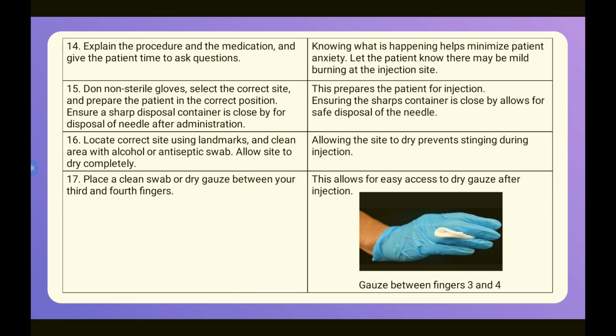Number 16. Locate the correct site using the landmarks and clean the area with an alcohol or antiseptic swab. Allow the site to dry completely. Allowing the site to dry prevents stinging during the injection. Number 17. Place a clean swab or dry gauze between your third and fourth fingers. This allows for easy access to the dry gauze after the injection.